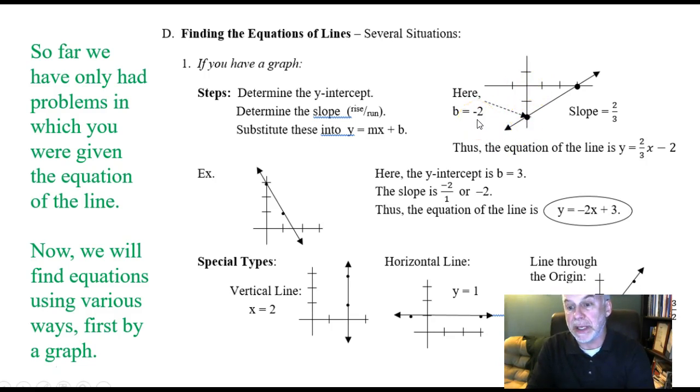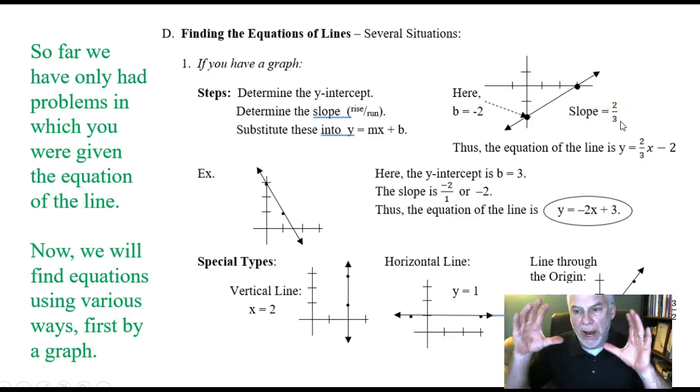So that's the b, which is what we call the y-intercept. So b would be negative 2. Now from that point, you can see that to get to this other point over here, it had to rise up 2 and run 3. So the rise was 2 and the run was 3, so the slope must be 2 over 3.